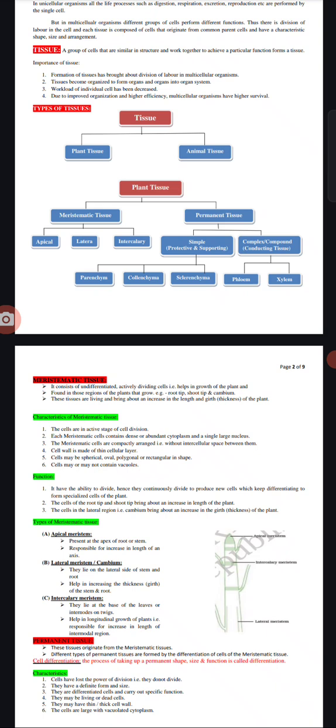Permanent tissue is divided into two categories: simple permanent tissue and complex permanent tissue. Simple permanent tissue is divided into parenchyma, collenchyma, and sclerenchyma. And then we discussed complex permanent tissue, which is divided into two parts, phloem and xylem.